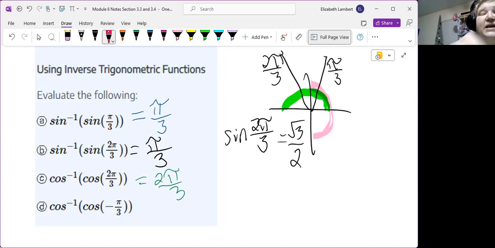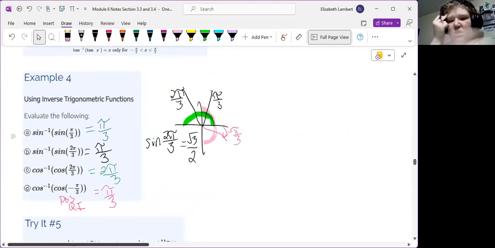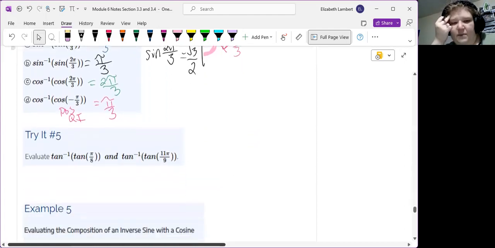When I look at negative pi over 3, though, that's down here. So cosine is positive in the 4th quadrant. All students take calculus. So this would be positive. So we're going to have it in quadrant 1. So instead of negative pi over 3, the result we will actually get out of D is positive pi over 3, just based on where the triangle would have to be to fall within our highlighted set of numbers.